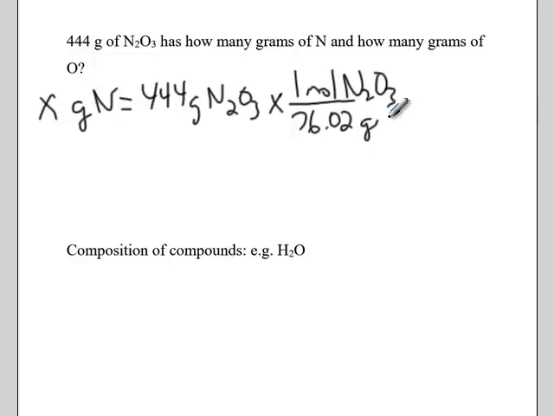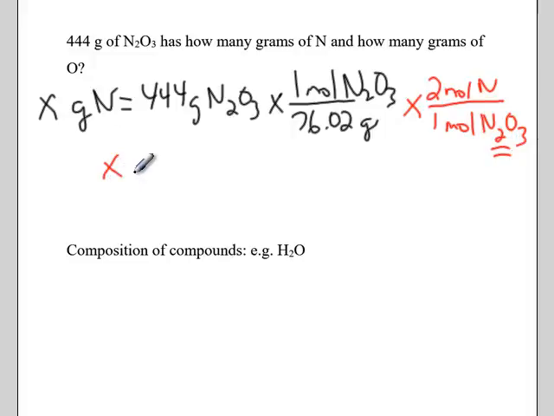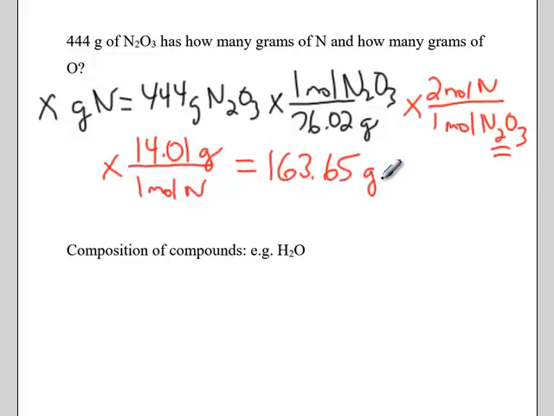The 2 to 3 ratio is the ratio between nitrogen atoms and oxygen atoms. That's always going to be the case. If we had a dozen of these, there would be 2 dozen nitrogens and 3 dozen oxygens. So I'm going to stick with the unit of moles, and if I had 1 mole of N2O3, I know I have 2 moles of nitrogen because of that subscript 2. And then once I have moles of nitrogen, I can go to the periodic table, which will give me the mass of every mole, 14.01 grams. So my total is 163.65 grams of nitrogen.